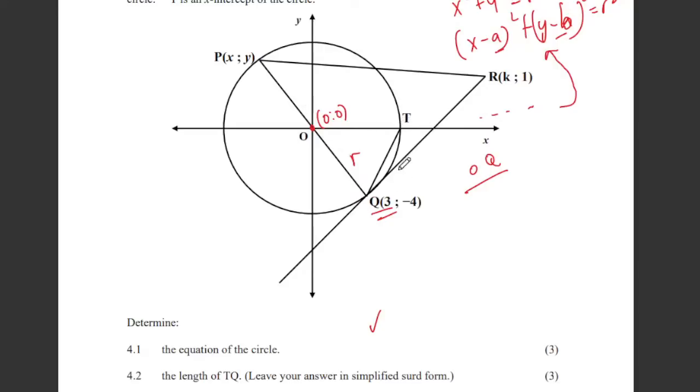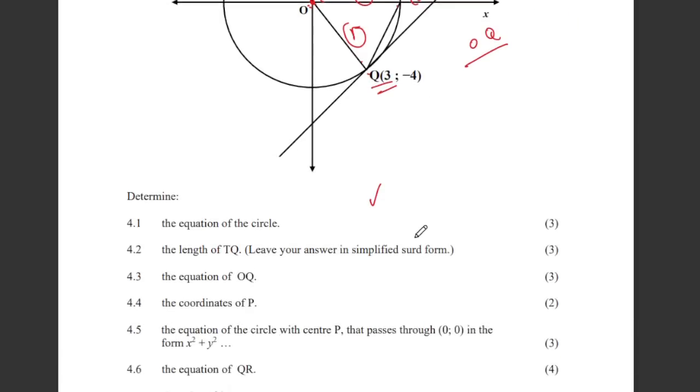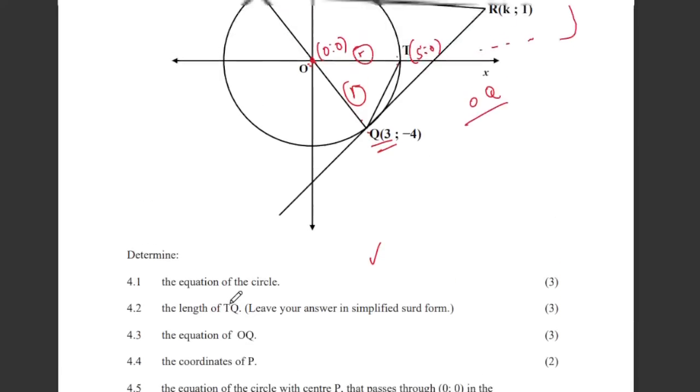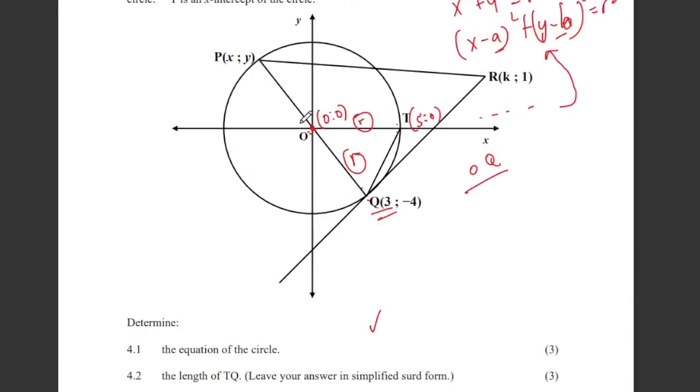this length. We know that OQ is a radius, but OT is also a radius of the same circle. Which means the distance that we got here must be the same distance that you have there. If, let's say, it's a 5, then these coordinates are going to be 5, 0. Then after getting the 5, 0, get that distance using the distance formula. Then the equation of OQ.